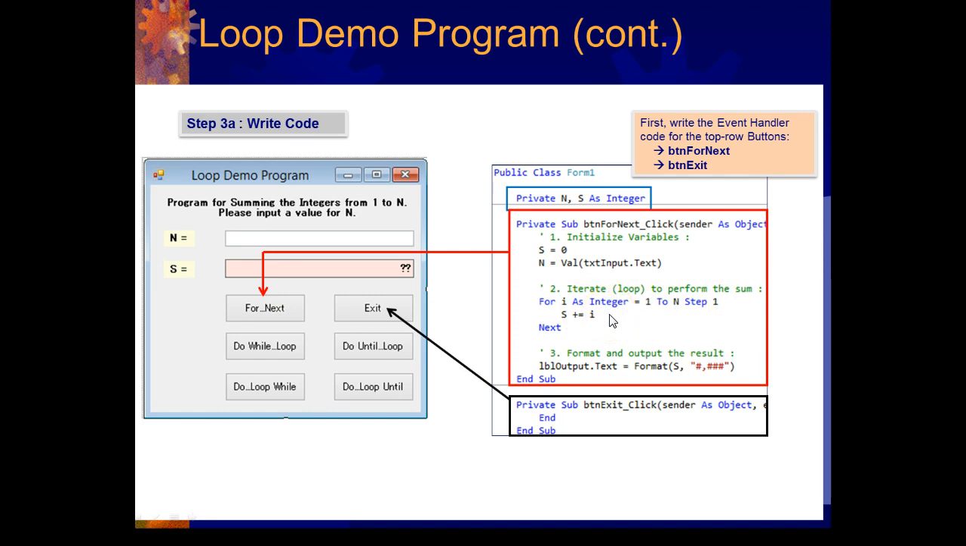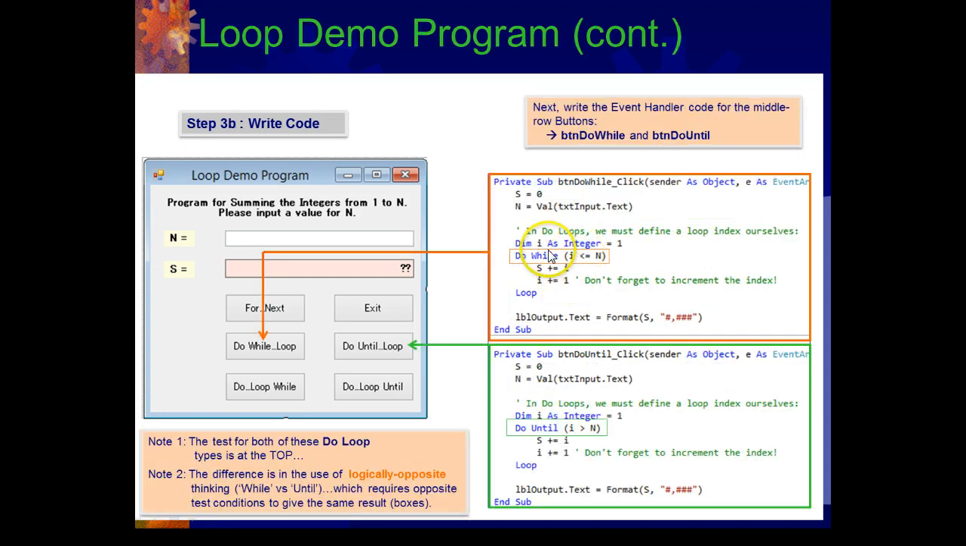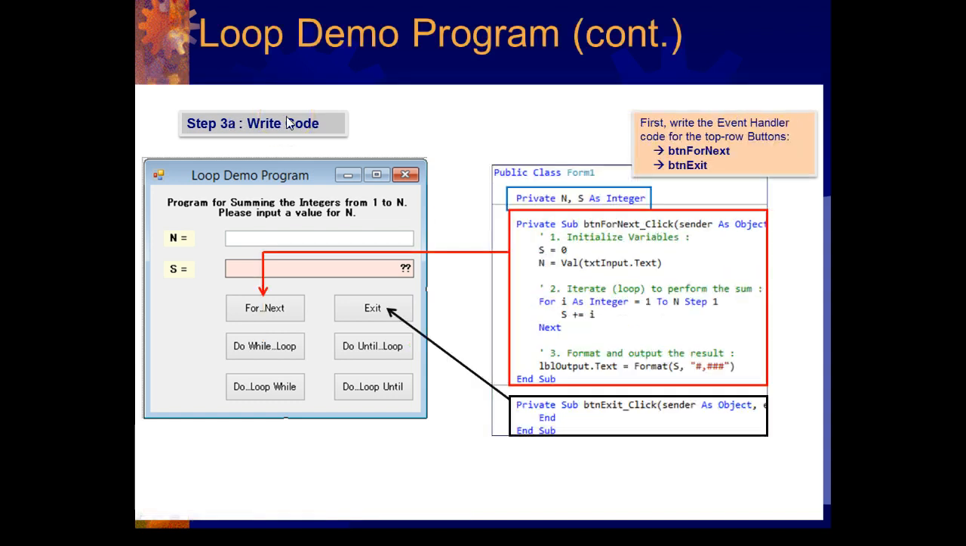Okay, so for the do while loop, you have to declare the index variable first. So we do that here. Dim I as integer equals 1. Okay? All right, next, we write do while, and this part is the same. S plus equals I, right? That's the same as here. S plus equals I.